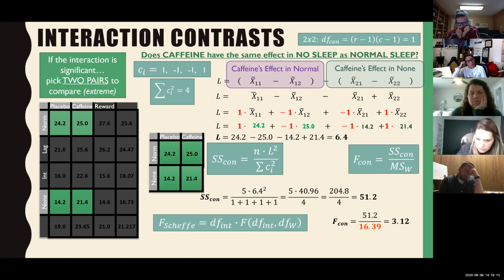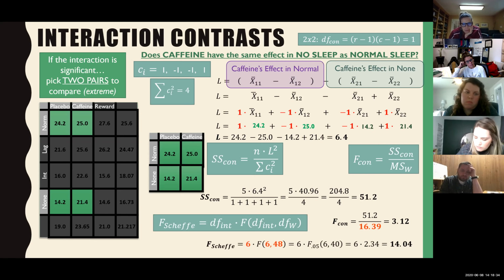Now, for interaction contrast statements, if they're not defined a priori, we have to do a correction, and we're going to do Scheffé's correction. This is one that's on your formula sheet. We did one-way Scheffé's before. Now we're doing two-way Scheffé's. Basically, you take the interaction degrees of freedom and you times it by the critical F value you would look up in the table.